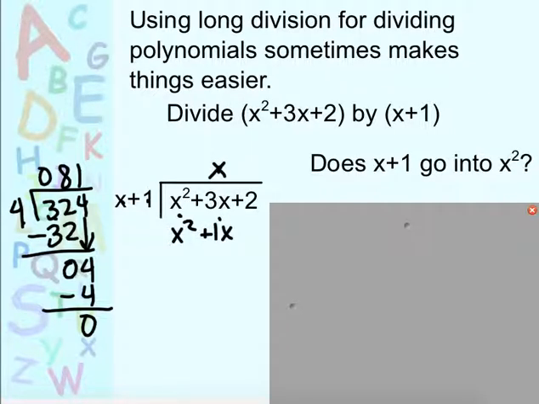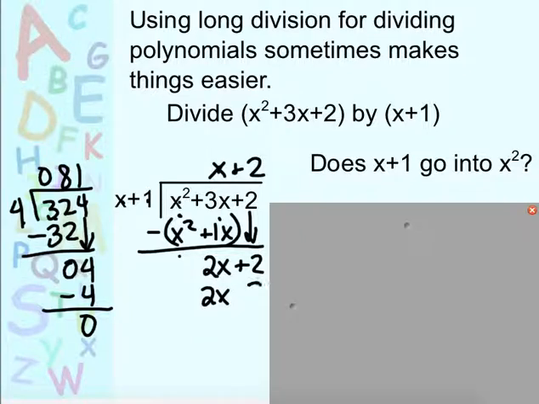And just like I do my normal long division, I'm going to subtract this amount from what I have. So x squared minus x squared is 0x squared. 3x minus 1x is 2x. And I bring down my 2. Now I say x plus 1 into 2x plus 2. That can happen twice. So I say 2 times x is 2x. 2 times 1 is 2. I subtract this amount, and I end up with 0. So we would say that x squared plus 3x plus 2 divided by x plus 1 is x plus 2.